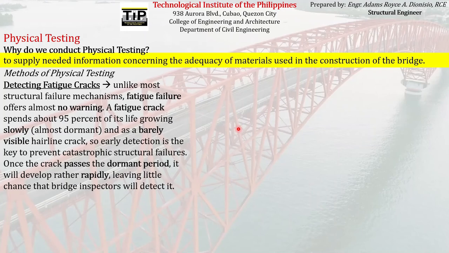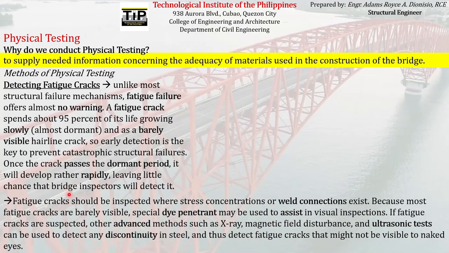So therefore, early detection of fatigue cracks is important for us to prevent any sudden failure of our structural components, especially on bridge structures. Fatigue cracks should be inspected where stress concentrations or weld connections exist, because most fatigue cracks are barely visible. Special dye penetrant may be used to assist in visual inspections.